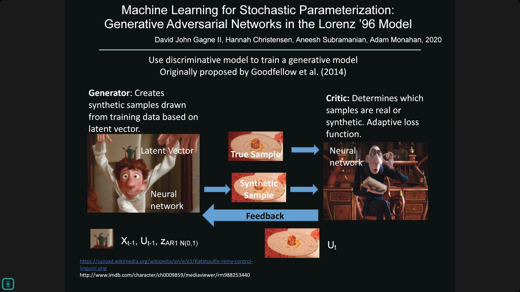The critic knows what the true sample is, and it provides feedback back to the generator network, and they are training each other basically. So the generator becomes more and more optimized, and it can provide synthetic samples that look very much like the true samples. So we use this to generate the true subgrid scale tendencies. Essentially, you can keep training this to get what the subgrid scale tendency should be in that Lorenz system.